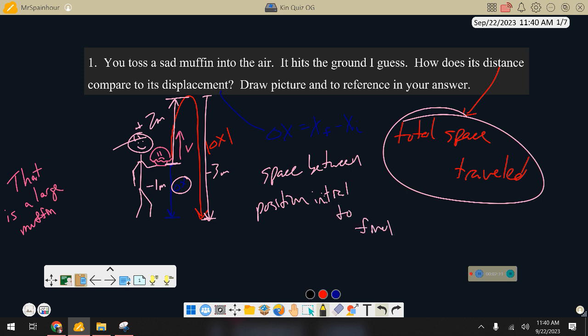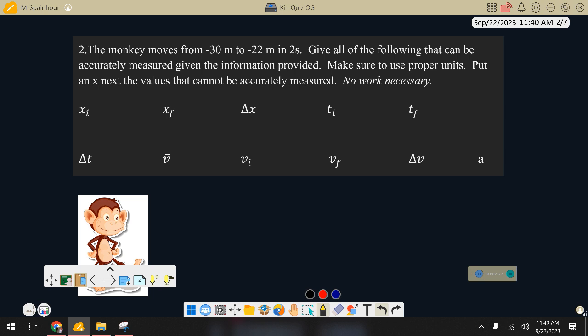Question number one. Question number two. You'll notice these amazing drawings that I've done so far for you. The monkey moves from negative 30 meters all the way to negative 22 meters in 2 seconds. Label that displacement there.